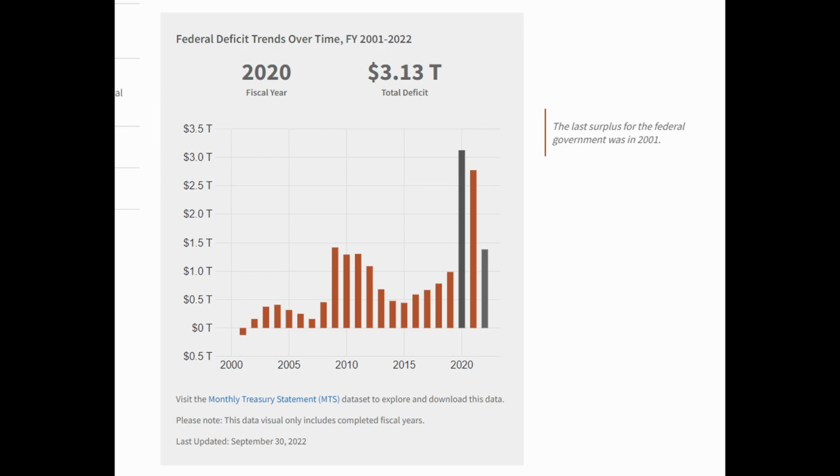However, this is not as great as it sounds. In 2020 and in 2021, it was about $3 trillion of a deficit in each year. And this is terrible. And this is because of COVID. So essentially the government said, hey, the economy is doing terrible right now. How should we fix it?